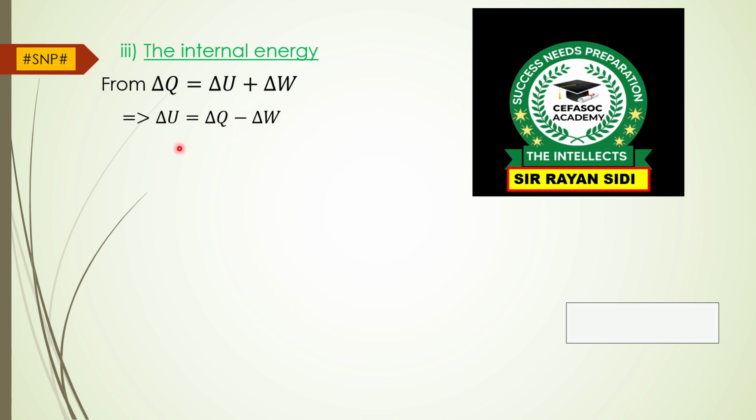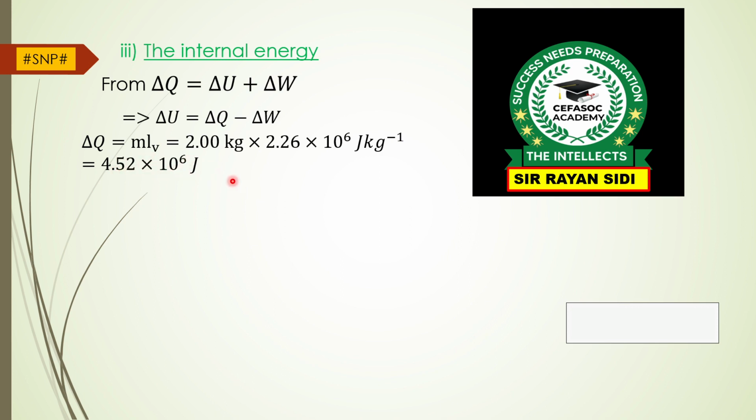We have the mass, so delta Q is equal to m L_V, where L_V is the specific latent heat of vaporization of water, a standard value which has been given here. So we have 2.00 kilograms times 2.26 times 10 to the power 6 joules per kilogram, which is equal to 4.52 times 10 to the power 6 joules. You can punch your calculator.